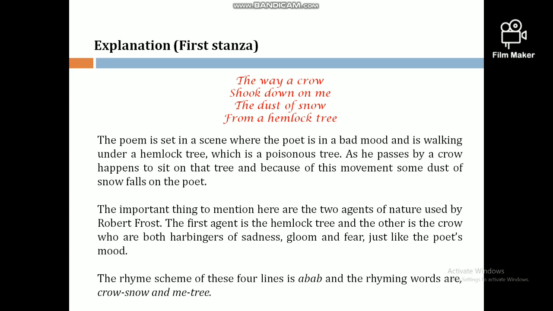So what are the consequences of this action? We'll be reading in the next 4 lines. Now the rhyme scheme of these 4 lines is A B, A B, and the rhyming words are crow, snow and me, tree.